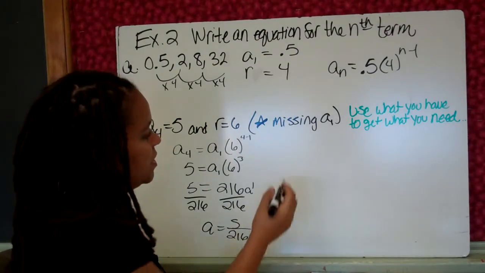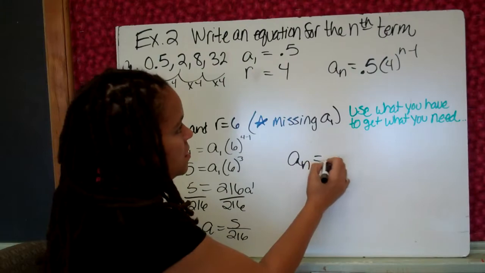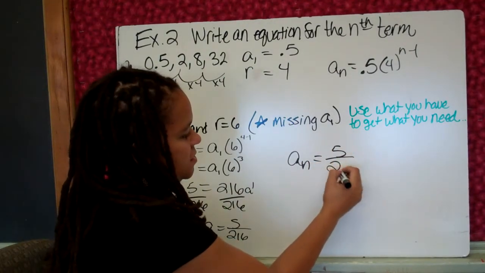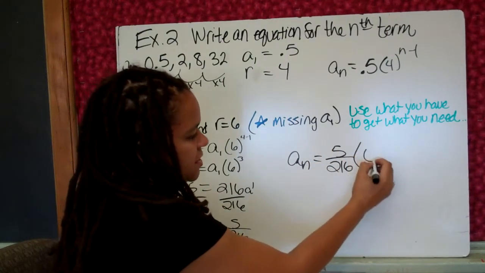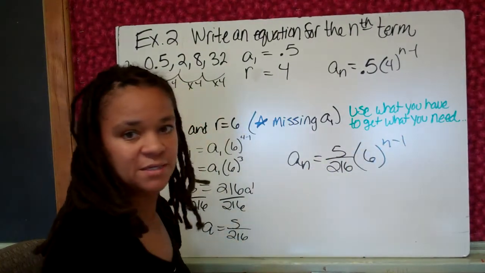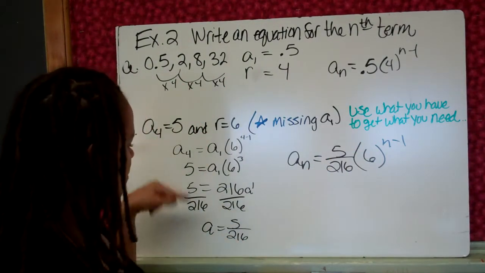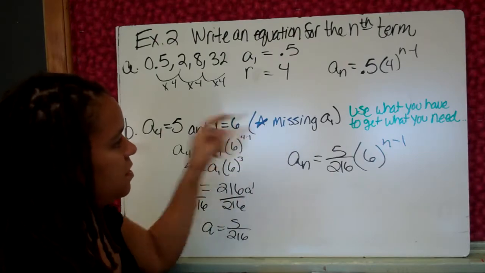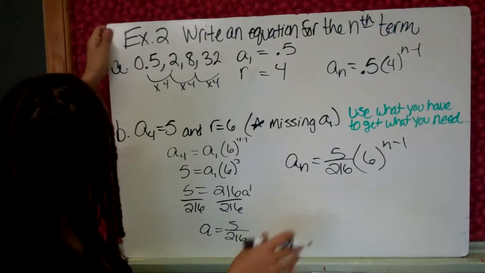So now that we have A1, let's write our formula. A sub n is equal to 5/216 times 6 to the power of n minus 1. Done. So you must find A1 first, and then you can write your formula.